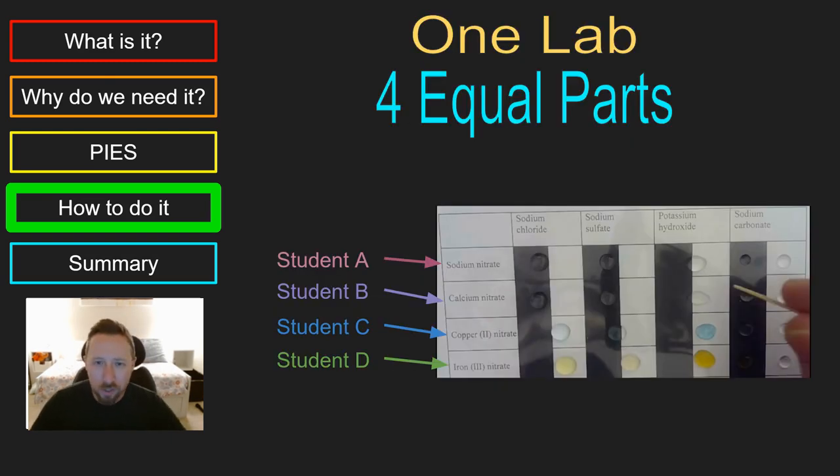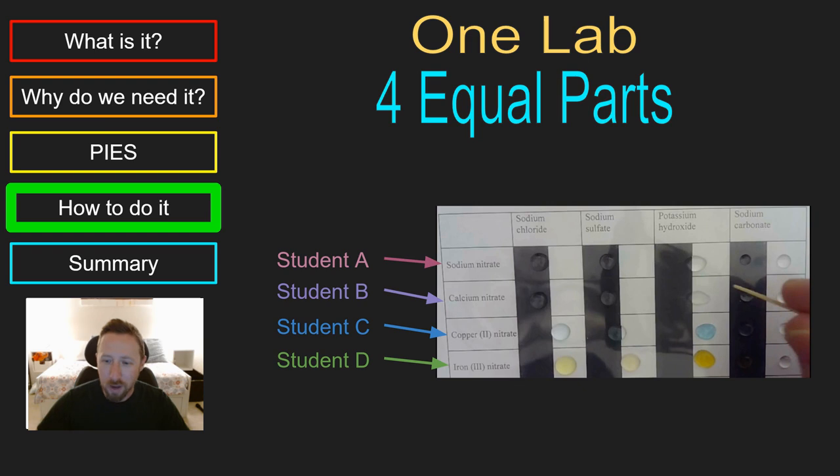The other way that we can ensure that there's equal participation, or that we're doing cooperative learning within the science lab, is by creating 4 equal parts. Now, traditionally, we're going to have 4 students, so we're going to split it up into 4 equal parts. And if it's certainly possible to do in the laboratory, I would highly recommend it.